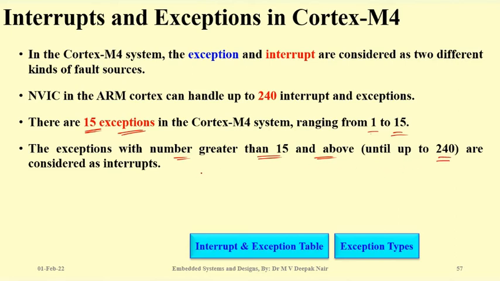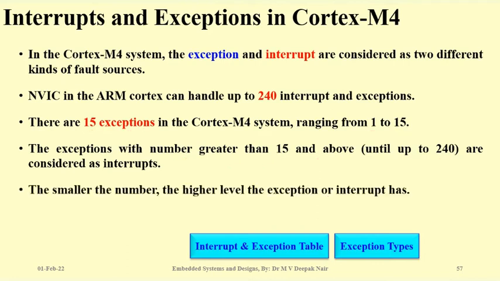So you can call 0 to 240 interrupts, and minus 15 to minus 1 are exceptions. We can read it in different ways. Remember, the smaller the number, the higher the level of interrupt or exception.